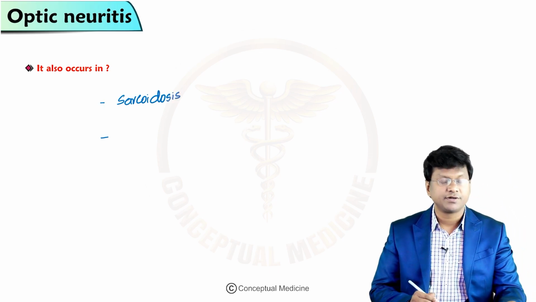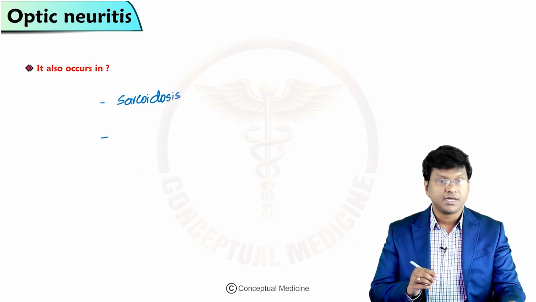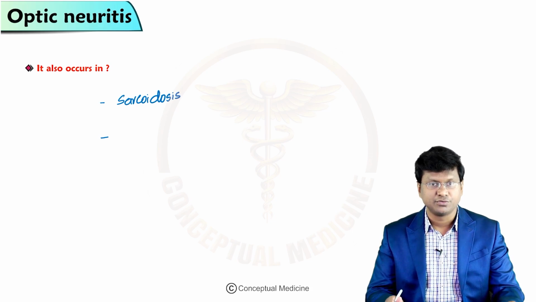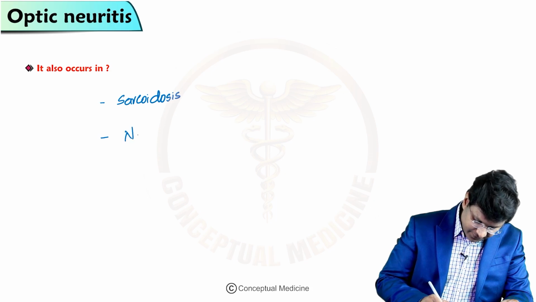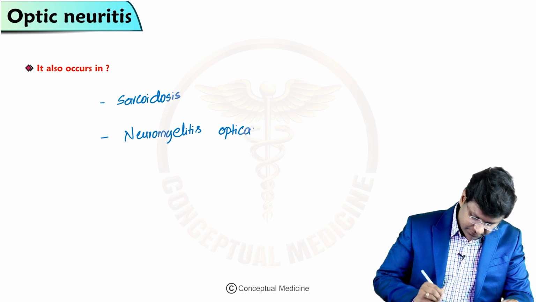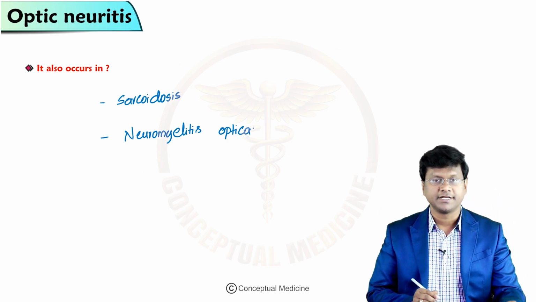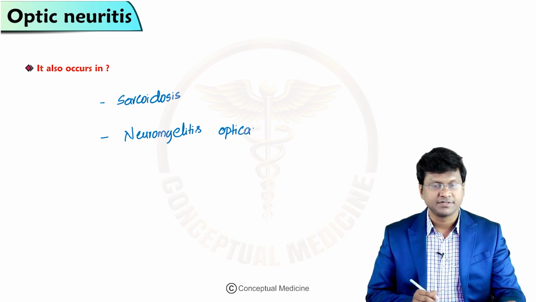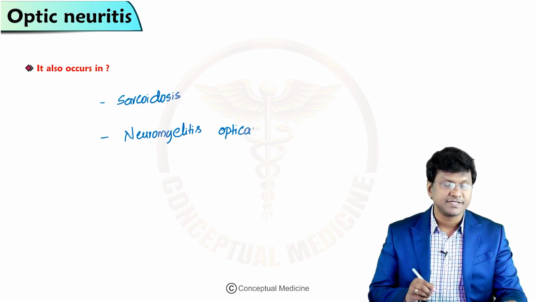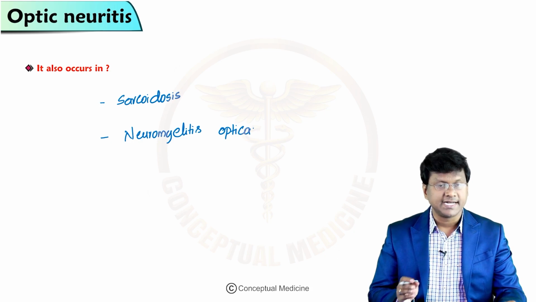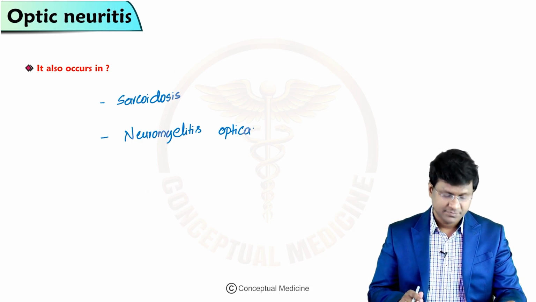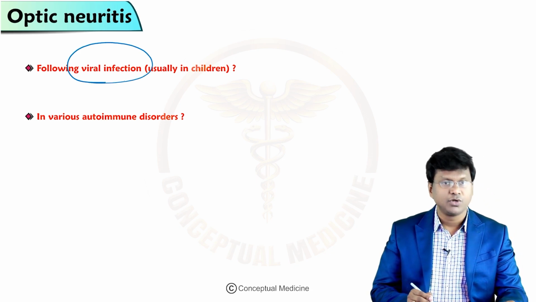Sarcoidosis is the disorder which is characterized by accumulation of non-caseating granuloma, and optic neuritis is also seen in neuromyelitis optica. This neuromyelitis optica spectrum is a disorder characterized by the presence of serum antibodies to aquaporin 4. That is about the other etiologies which will cause optic neuritis.